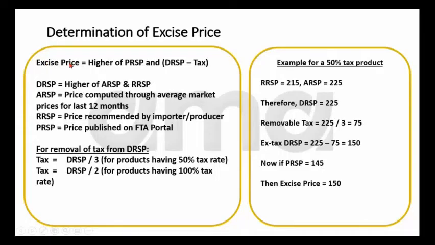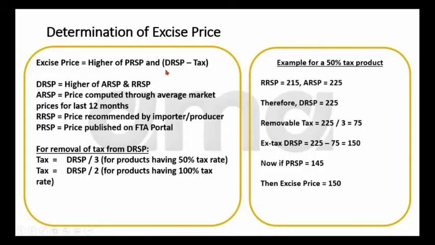But if you have to arrive at the excise price, you have to compare two figures: the published retail sales price, which is published on the FTA portal, and the designated retail sales price minus tax. The higher of those figures will be the declared excise price. Okay, now let's analyze these two components. Published retail sales price is clear: whatever is published on the FTA portal. When you registered the product on the FTA portal, this was the price which was published.